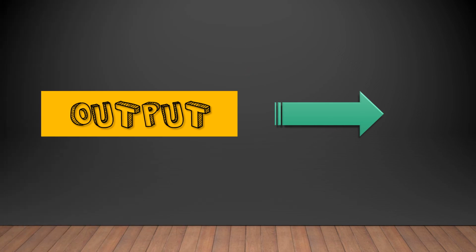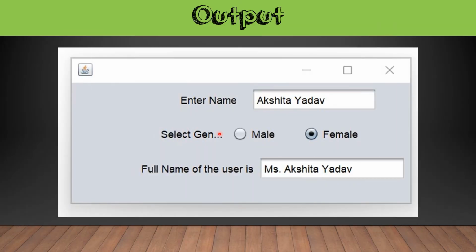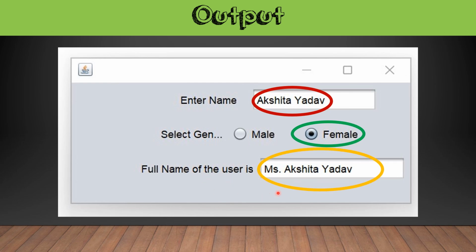Now as we have finished with the coding and the designing of the form, it's time to see the output. Let us see. Here is the output. Here I have entered the name in the first text field, Akshita Yadav. After it, I have selected the radio button female. And when I have selected it, you can see what display message is displayed in the second text field. It is Miss Akshita Yadav.